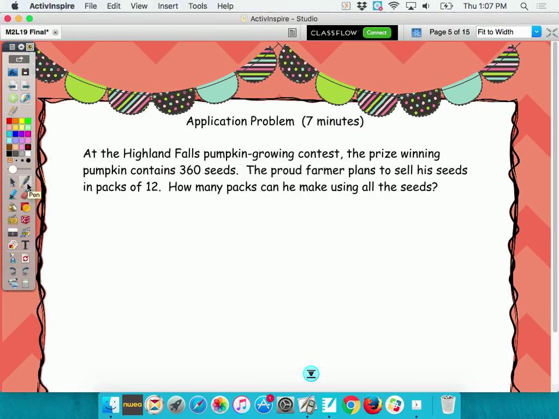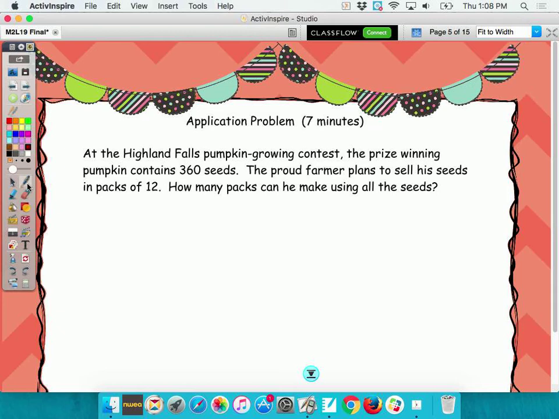So the application problem for today: at the Highland Falls Pumpkin Growing Contest, the prize-winning pumpkin contains 360 seeds. The proud farmer plans to sell his seeds in packs of 12. How many packs can he make using all the seeds? Now, I want the RDW method.